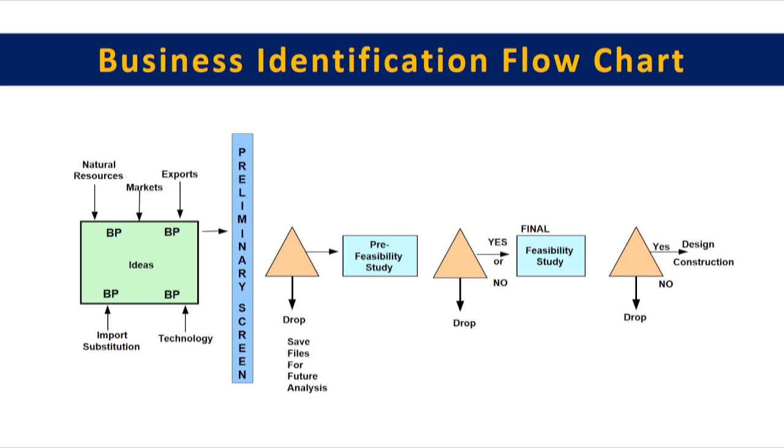you go to the pre-feasibility study. After the pre-feasibility study you again drop some of the ideas, you go to the feasibility study. So, business plan is basically a feasibility study, and after the feasibility study you ultimately decide about a project, and then you go in for the design or for the construction of the business.